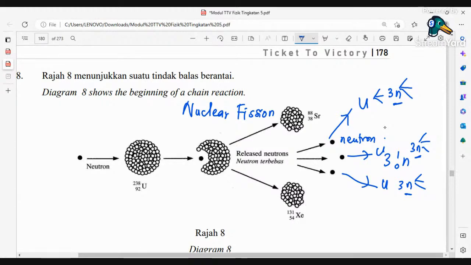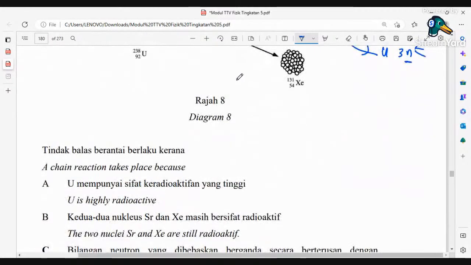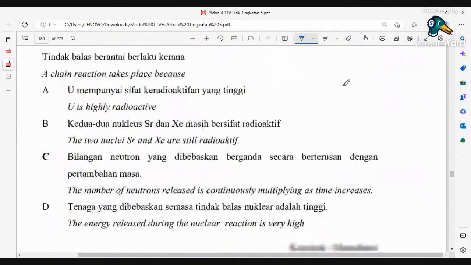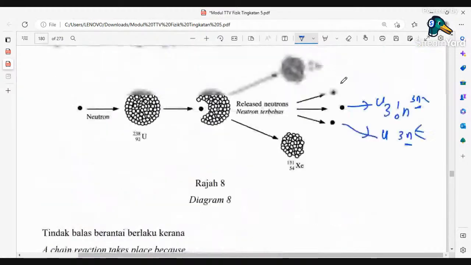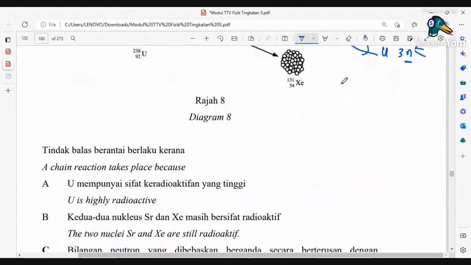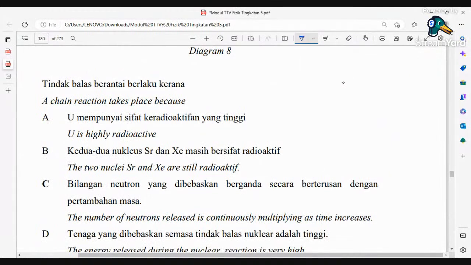Berantai lah, makin tambah berantai. Chain reaction. Okay, so a chain reaction takes place because, okay, so you can see from here, the number of neutrons released continuously multiplies as time increases. Okay, nampak tak? Okay.